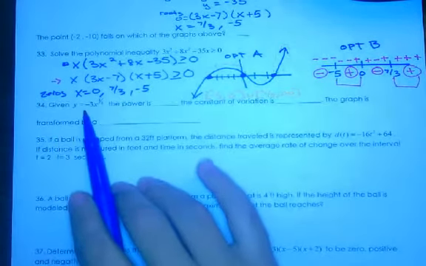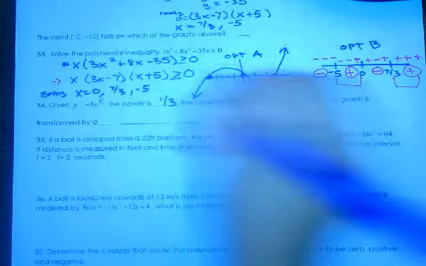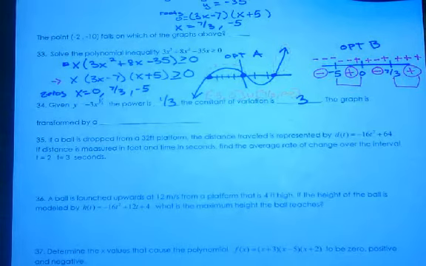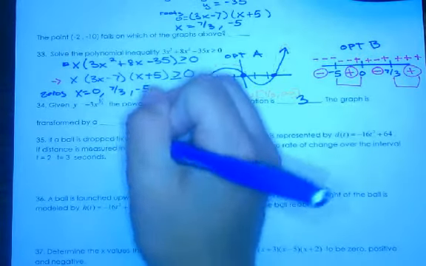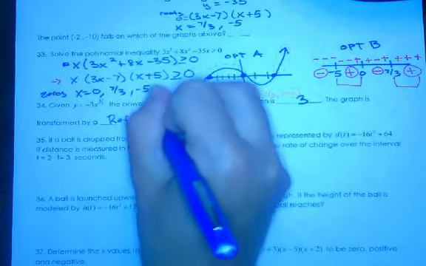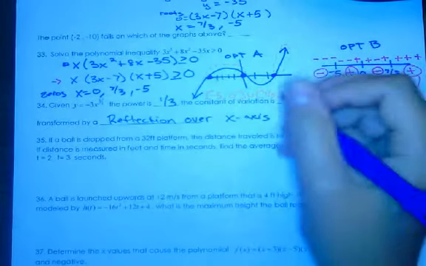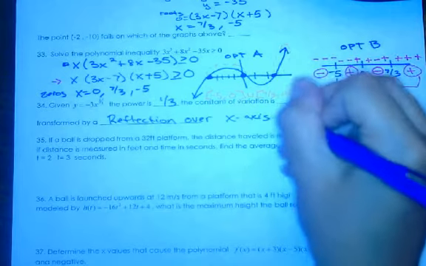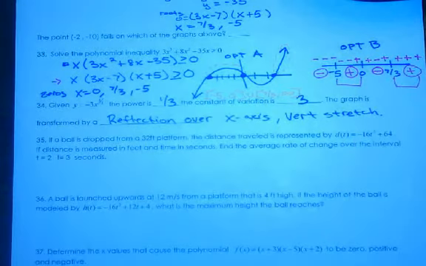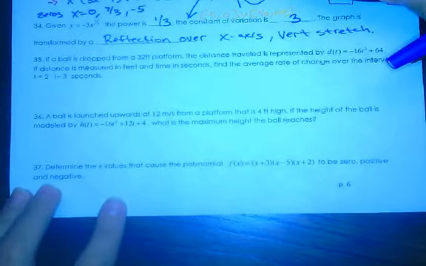So given -3x to the 1/3, the power is 1/3. The constant of variation, right, is that 3, okay? And the graph is transformed by a reflection over the x-axis, and it's also going to be vertically stretched, a vertical stretch, okay? All right, and then moving right along, let me scooch you up. We could see the end.